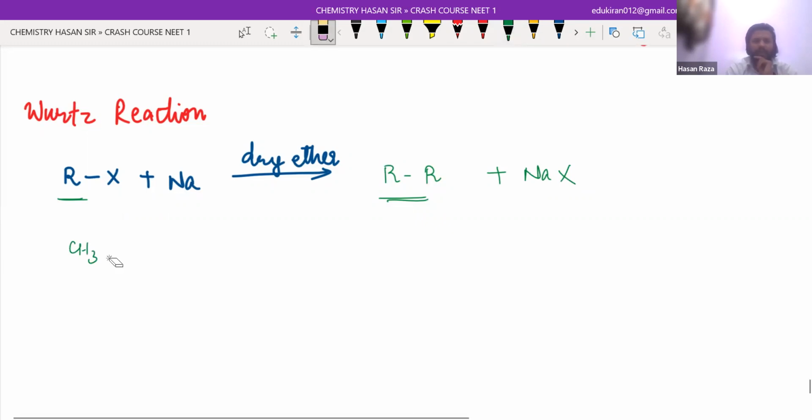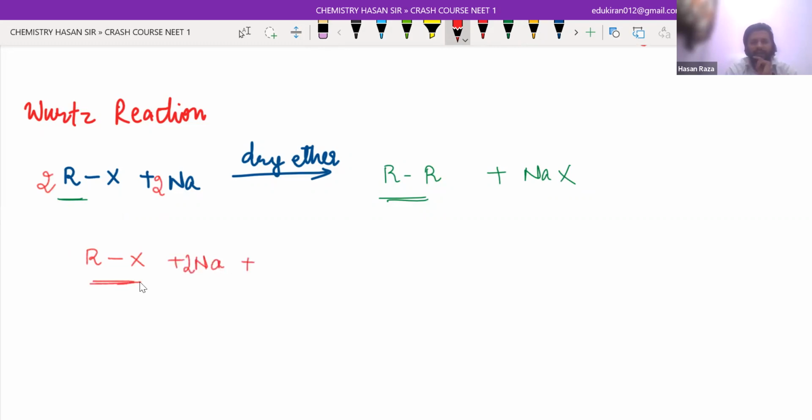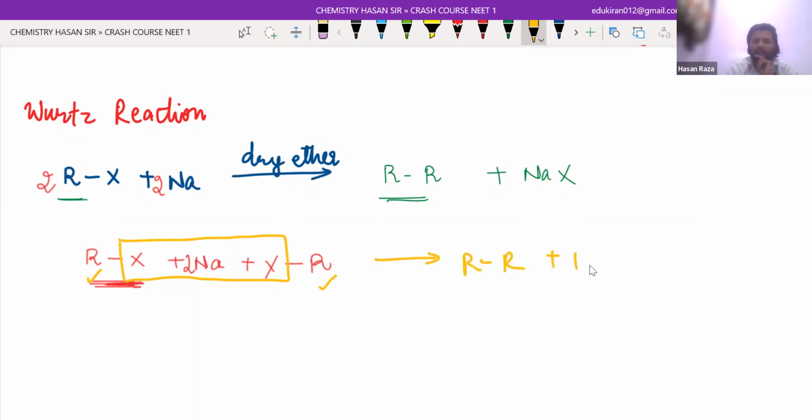If you have CH3X, you take 2 moles of this. I'm going to write it in a way to explain. I'm going to write the other mole of this RX in reverse manner, or the mirror image of this. And then you remove this NaX salt and connect this R to this R, and you will get this product. Are you getting my point? So whatever is the number of carbon in this Wurtz reaction, you will get double in the product.